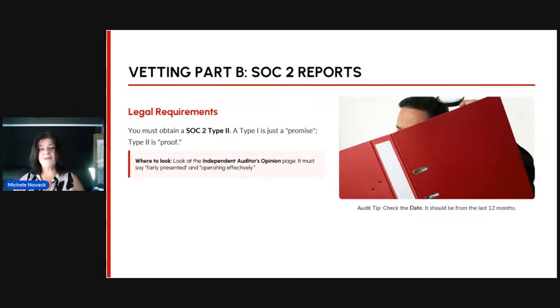So let's talk about vetting part 2, which is called the SOC 2 reports, right? Legal requirements. You must obtain a SOC 2 Type 2 report. Let's talk a little bit about what this is. Don't just collect the report. The most important thing about this report is first, read the first 3 pages.